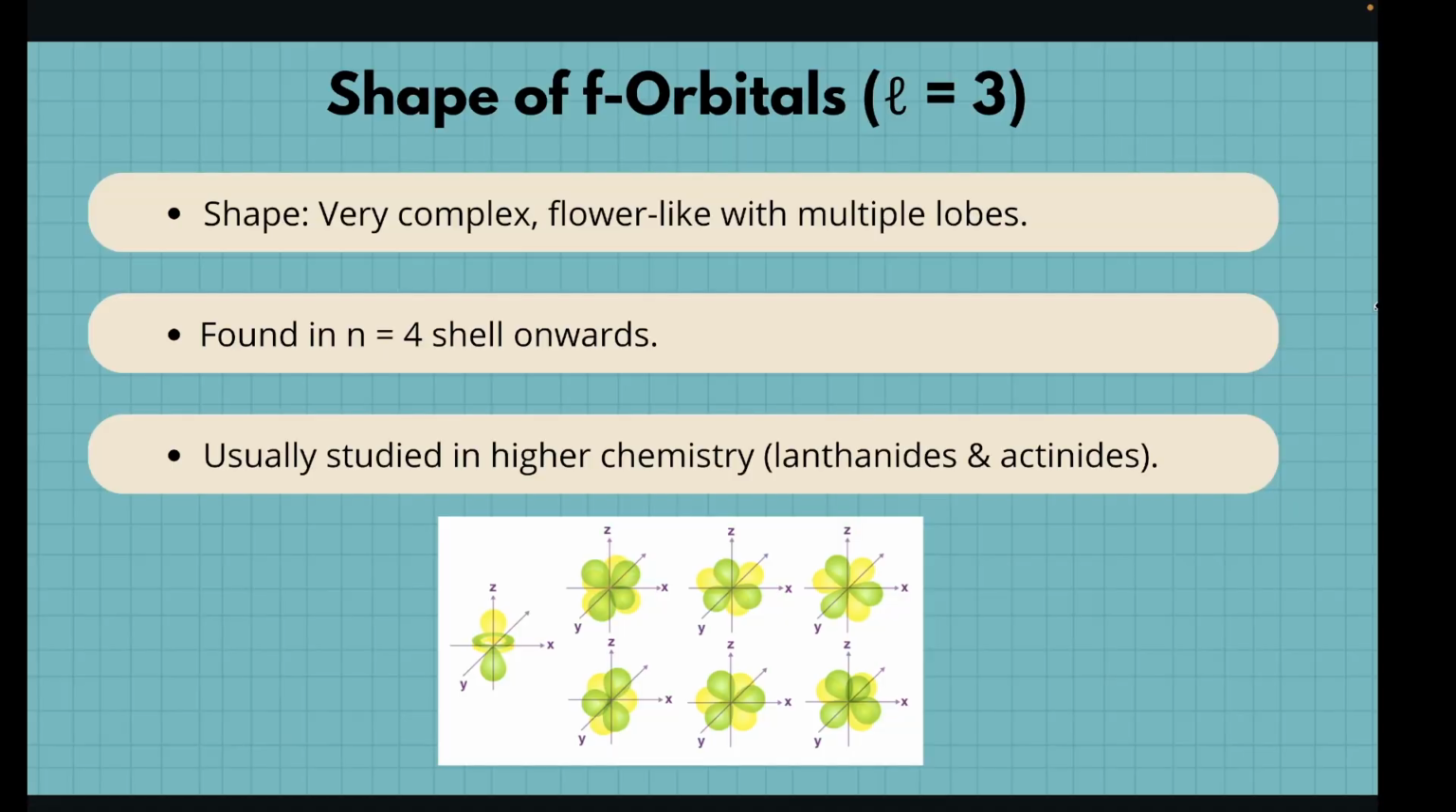Moving to the next, f orbital. For this, the value of L is 3. The shape of these orbitals is very complex. It looks like a flower with multiple lobes. It starts from the fourth shell. Usually it is studied in higher chemistry, like in lanthanides or in actinides. So here in this picture, you can see f orbitals have 6 to 8 lobes arranged in different directions.